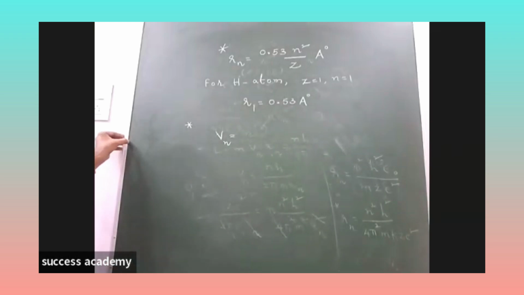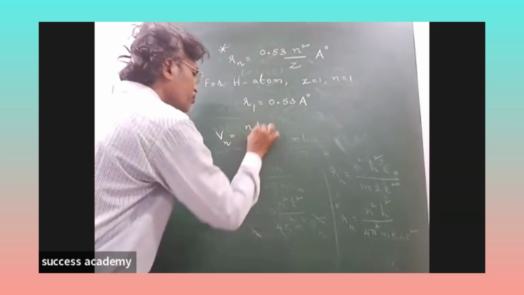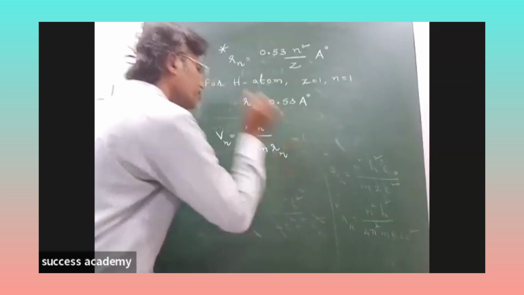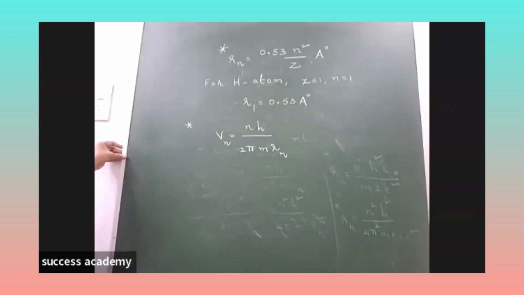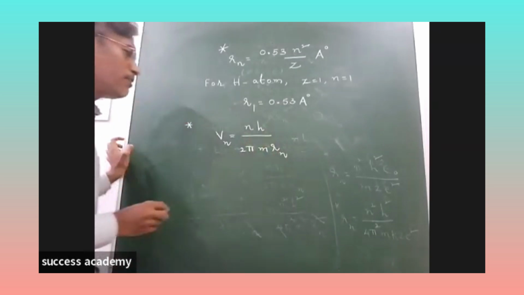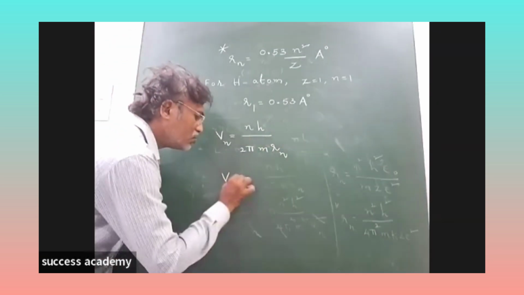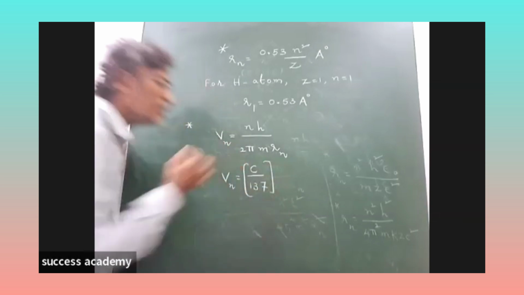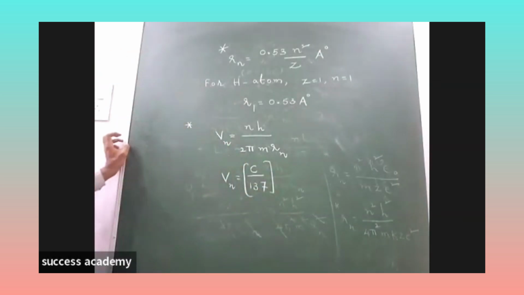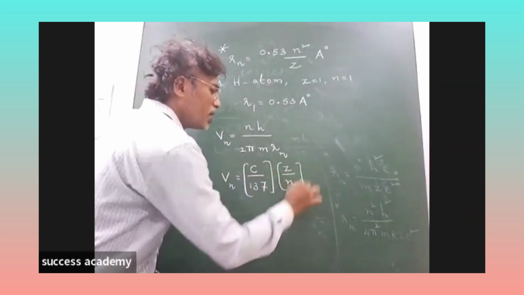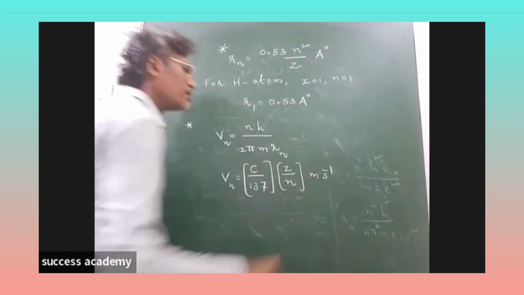That Vn value is nothing but nh by 2 pi m into Rn. So if you substitute the radius of the nth orbit value here, then that formula becomes Vn is equal to C by 137 into Z by n, in meters per second.